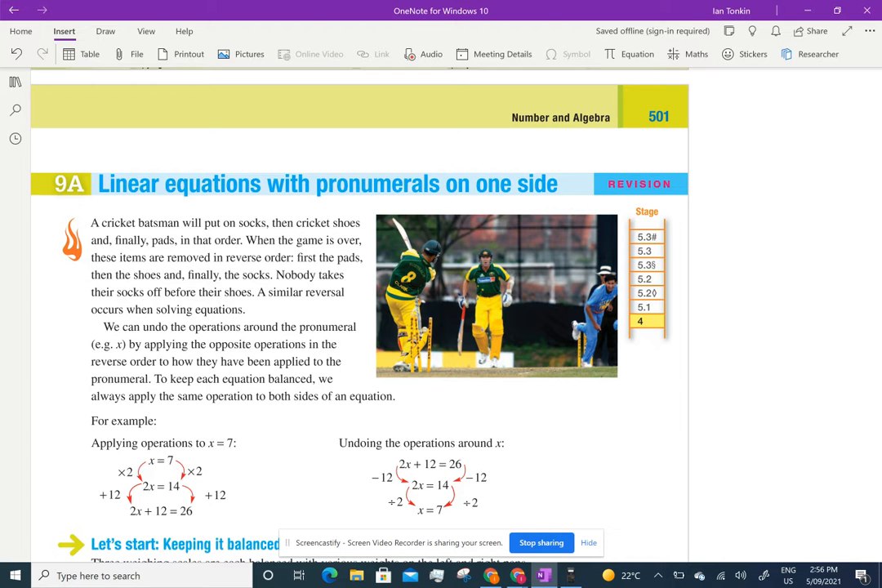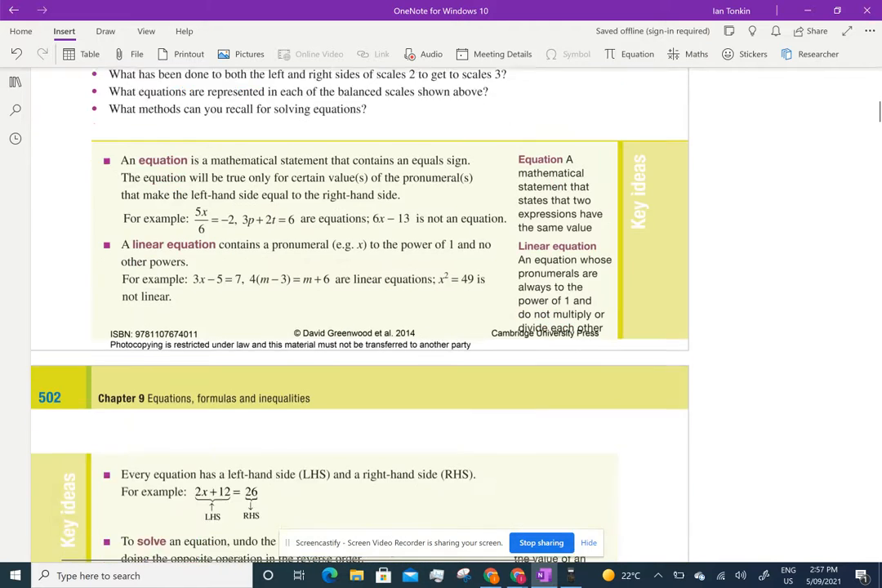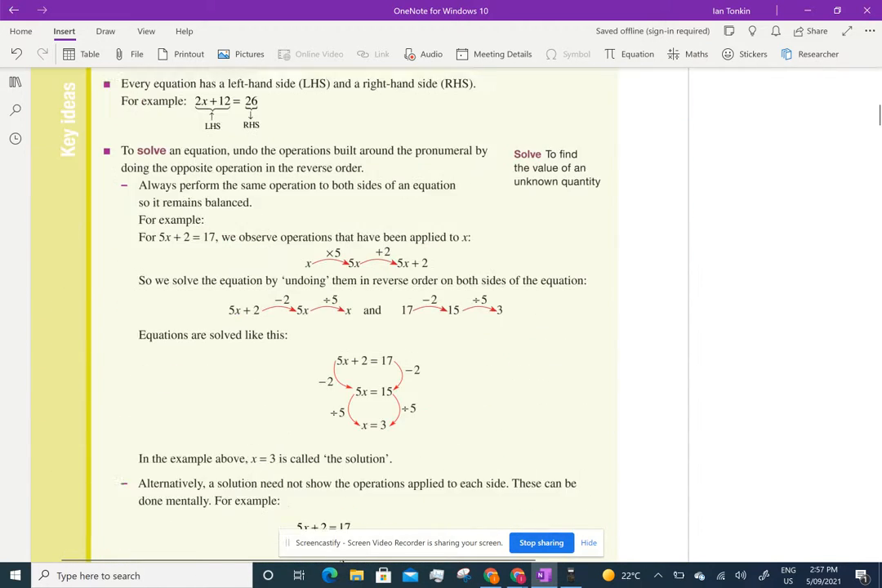And I like this idea of the cricket batsman because when you're getting ready to bat, you will put on your socks, then your shoes, and then put your pants on, and your pads. When the game is over, you don't try and take your socks off first. You've got to do it in the reverse order. So you take your pads off, then you take your shoes off, then your socks. And that's what you've got to remember with equations. We are trying to get everything off. We're trying to undress the equation.